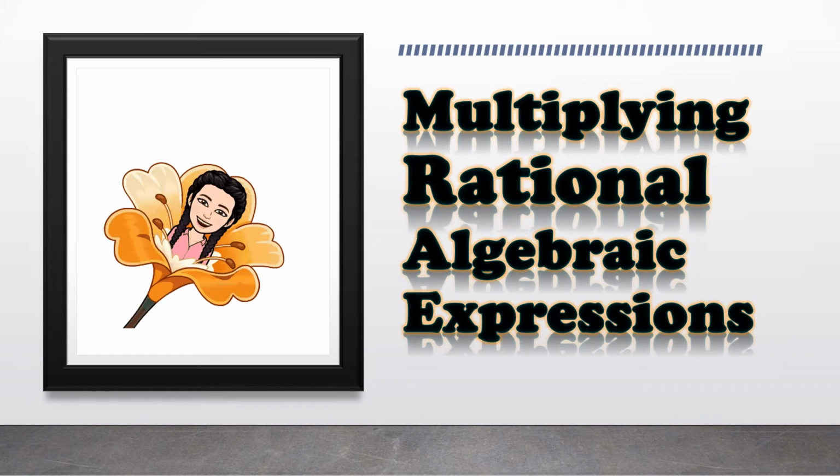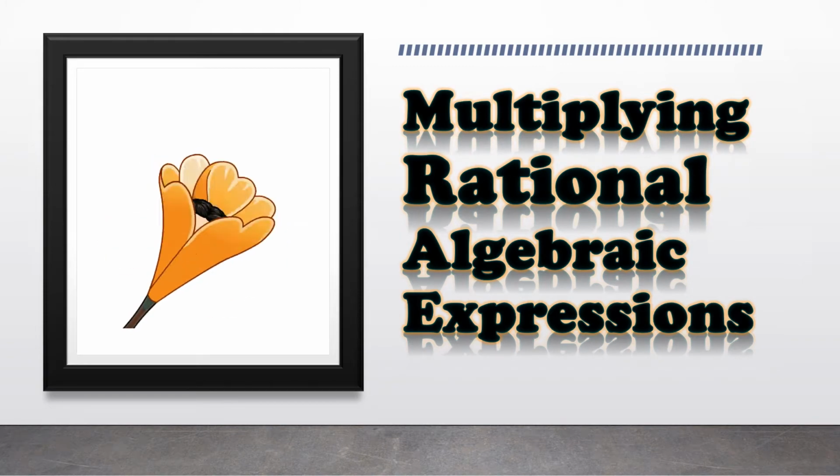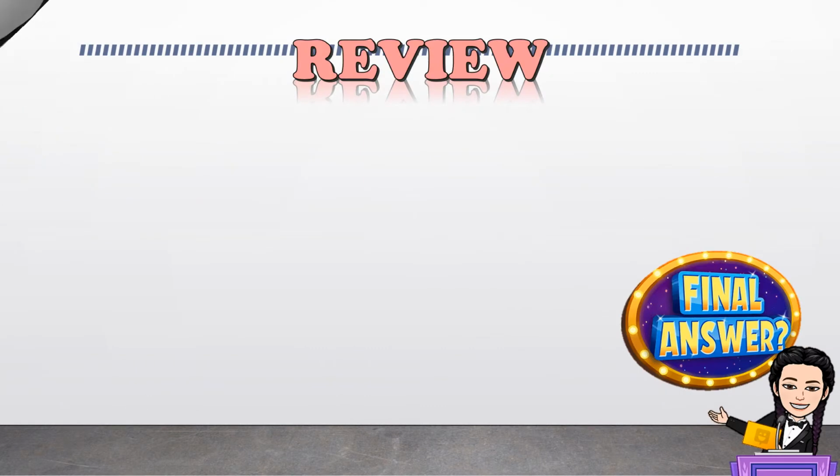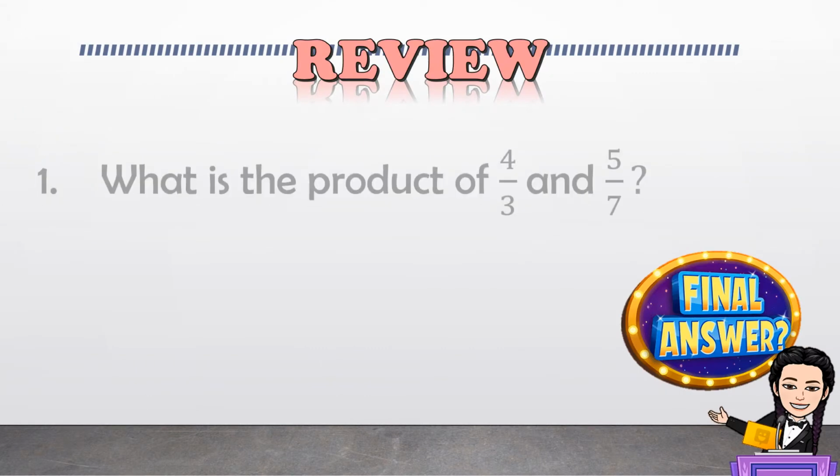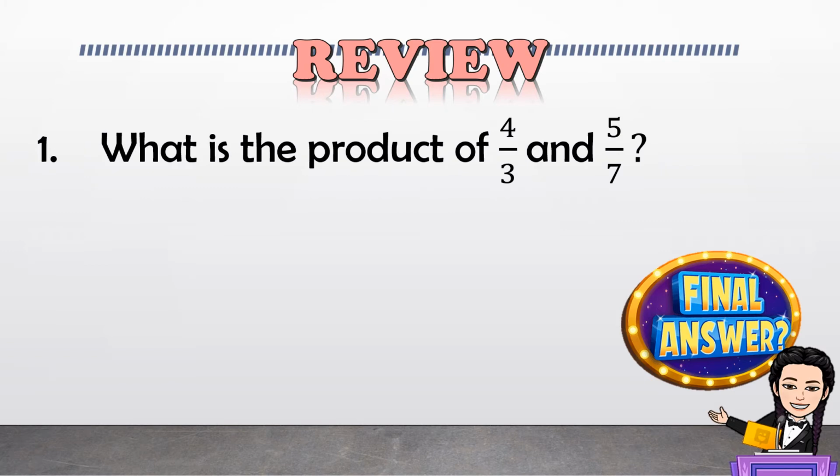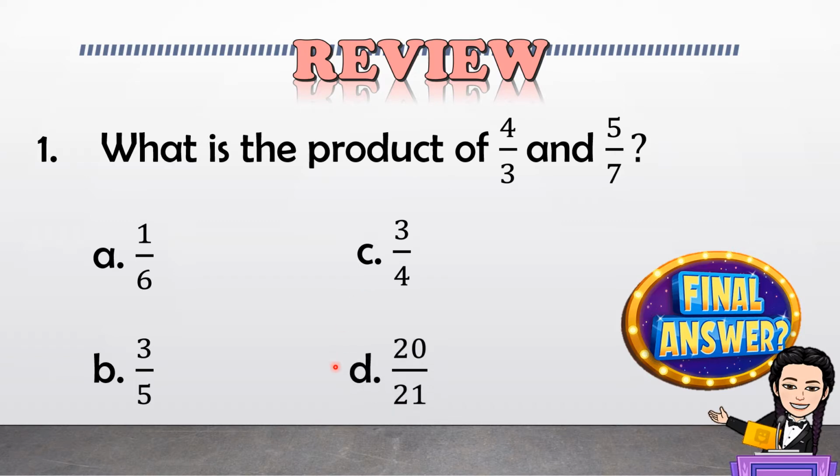In this video, we are going to talk about multiplying rational algebraic expressions. Before we start, let's have a short review. Number 1, what is the product of 4/3 and 5/7? A 1/6, B 3/5, C 3/4, or D 20/21?